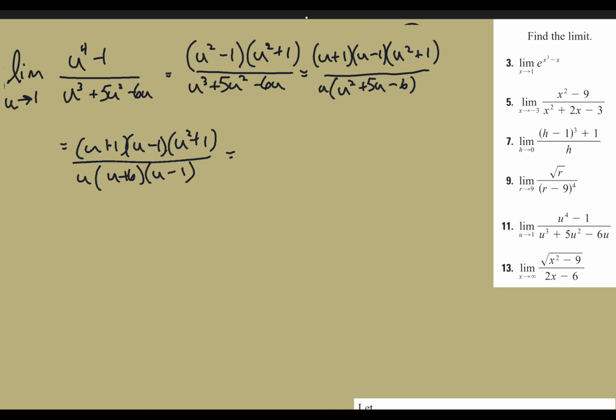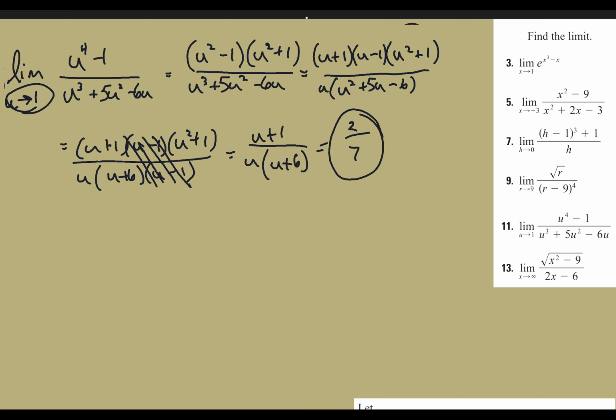You can see where I'm going with this. We'll cancel this out. So we see u plus 1 over u times u plus 6. Let's see if this gives us an indeterminate form or if we have to do more. So let's plug in 1 for our value. 1 plus 1 is 2. 1 times 1 plus 6 is 7. So 2/7 is going to be our limit here as u approaches 1.